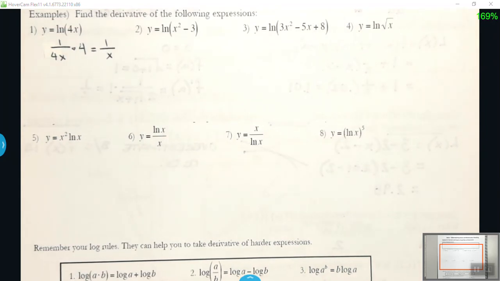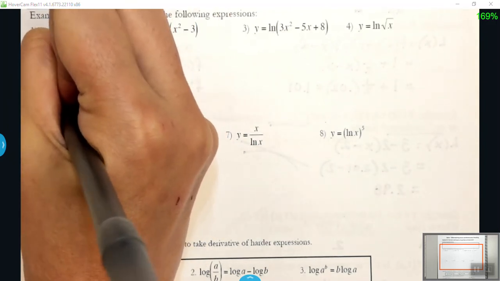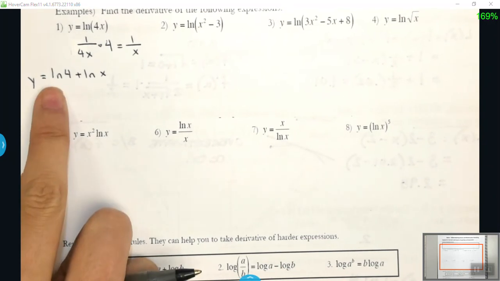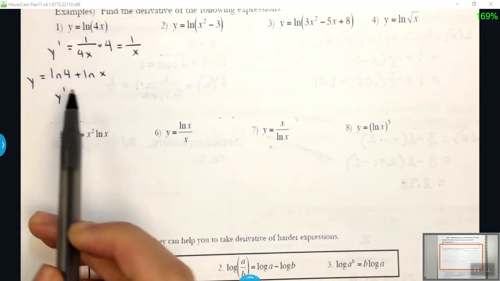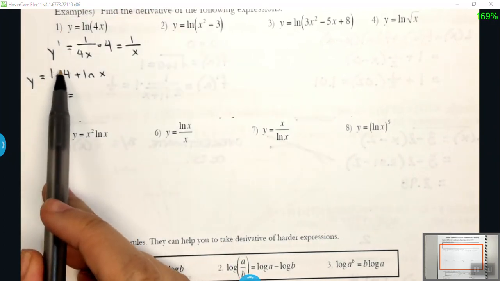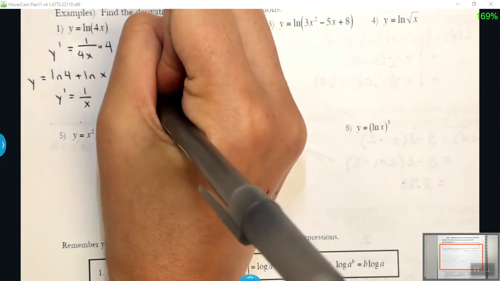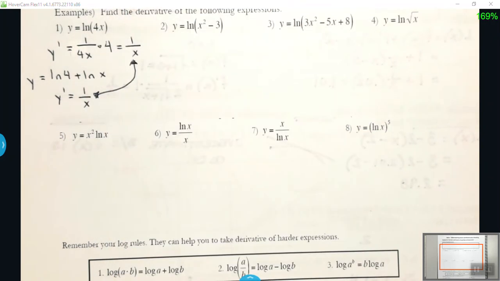Which would still work with log properties. If you expanded this, you would get natural log 4 plus natural log x, right? Are you with me? And then what's the derivative of natural log 4? That's going to be 0, it's a constant. And then the derivative of natural log x is 1 over x. So that's why these two are the same. You can use your log properties, or you can just take the derivative, but it'll simplify to be the same thing because the functions have the same slope.